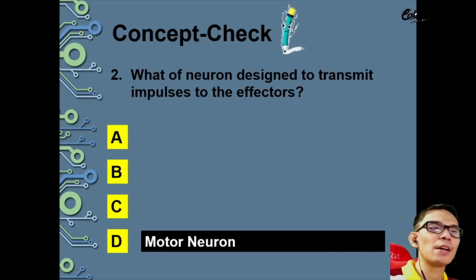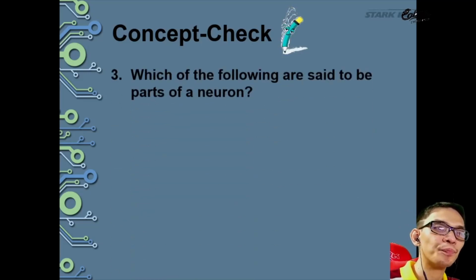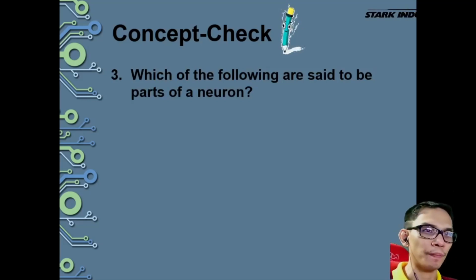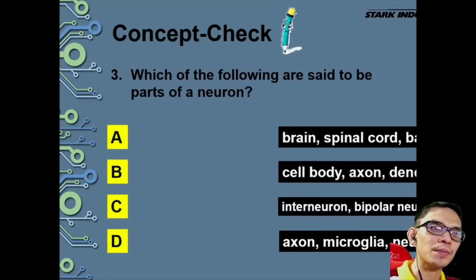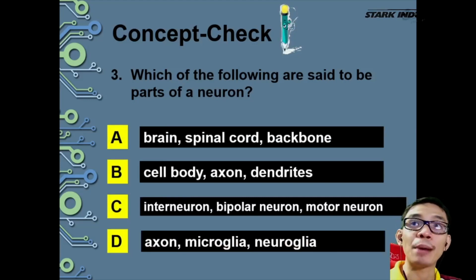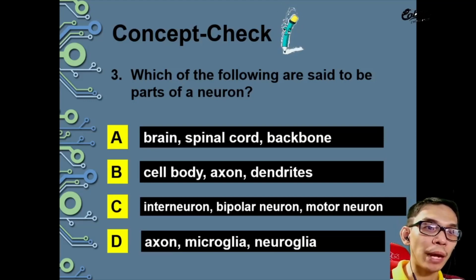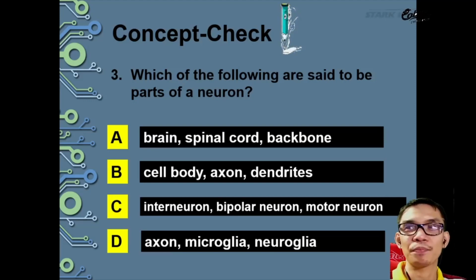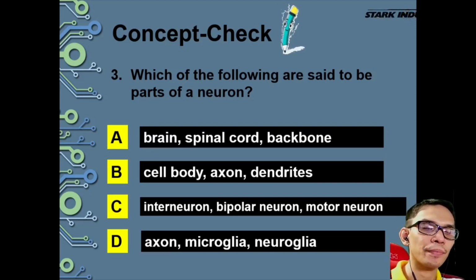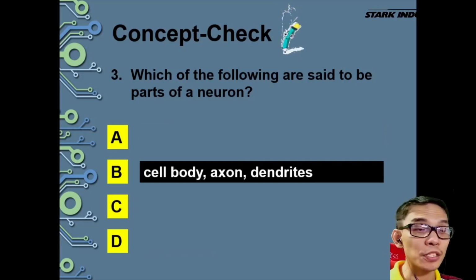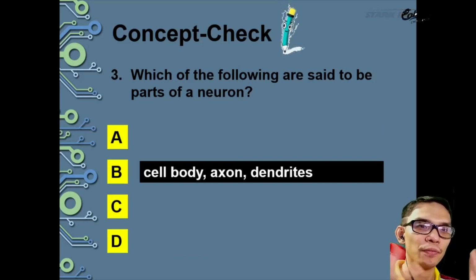to the effectors. The third question: which of the following is said to be the parts of a neuron? These are the choices: brain, spinal cord, backbone; cell body, axon, dendrites; interneuron, bipolar neuron, motor neuron; or axon, microglia, or neuroglia. Select your answer. The answer to this question is obviously the cell body, axon, and dendrites. These are the parts of a neuron.